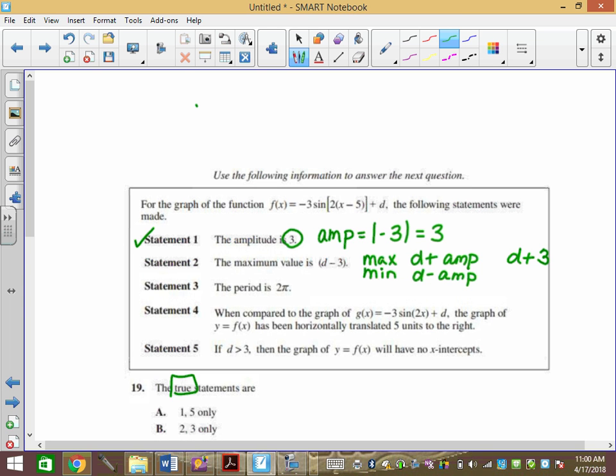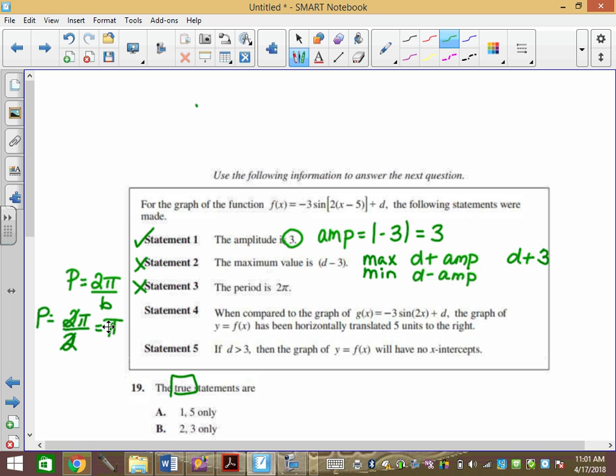The D is the midline. I go up the amount of amplitude, and I get to my maximum. I don't go up my amount of A, right? I go up my amplitude. So it's D plus 3, so this is wrong. The period is 2 pi. Period equals 2 pi divided by B when you're looking at an equation. On a graph, you just find it. So it's going to be 2 pi divided by 2, and you get pi. Is the period 2 pi? No.